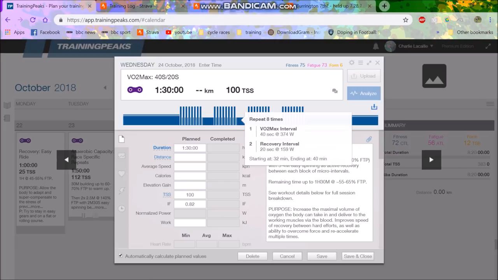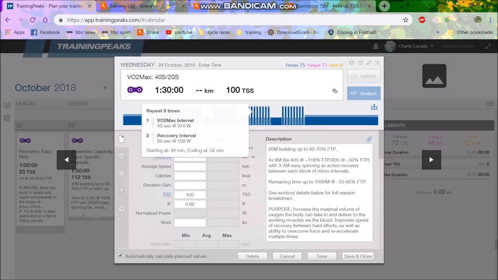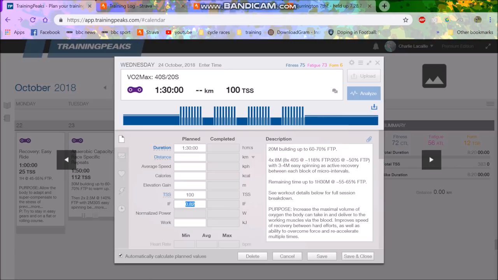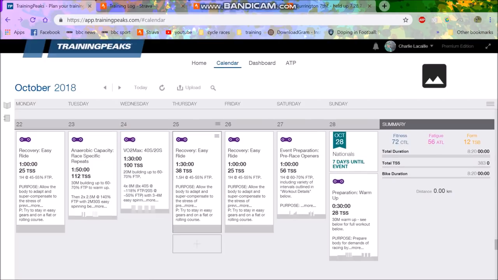Again, this is 100 TSS, an hour and a half. You can see it's 82 intensity. That's probably like 260 normalized or something. And yeah, so these will be hard again, but this is what you've got to accept about these things. And then it's just recovery ride Thursday, recovery ride Friday, and then pre-race openers on Saturday, and then I've got Nationals on Sunday.